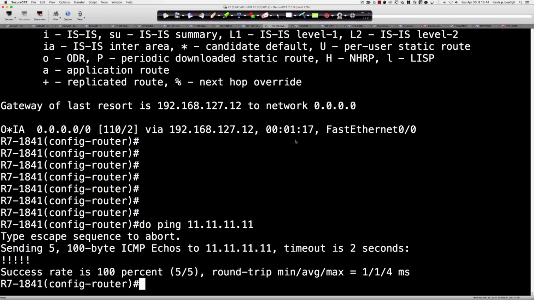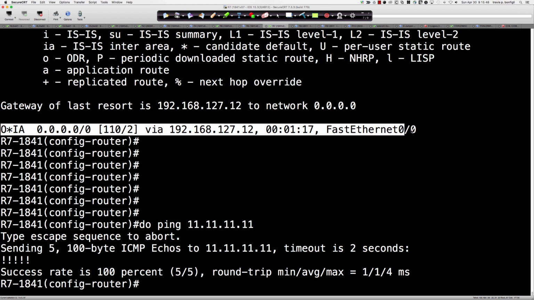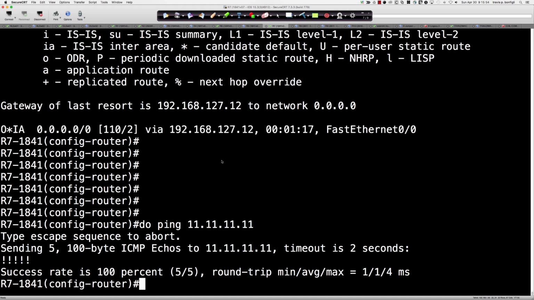So we have no problem, because there's only one way for me to get to that information, and it's out that FastEthernet 0/0 interface via router 12. So that makes sense, right? And so this is really what the totally stub is doing. And from a link state database perspective, do show IP OSPF database.